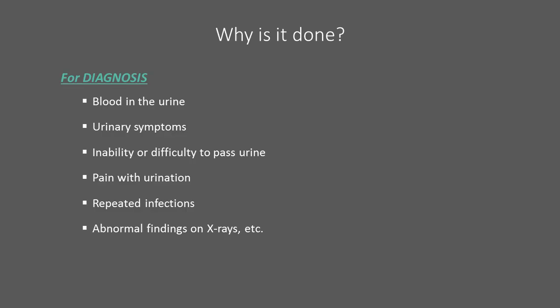As mentioned, cystoscopy can be used to either diagnose or treat certain conditions. Situations requiring cystoscopy for diagnosis include blood in the urine, significant urinary symptoms, the inability or difficulty to pass urine or empty the bladder, painful urination, urinary tract infections, and abnormal findings on X-ray, ultrasound, CT scan, or other imaging studies.